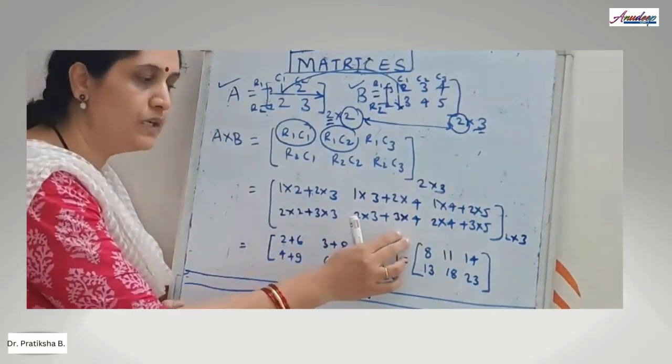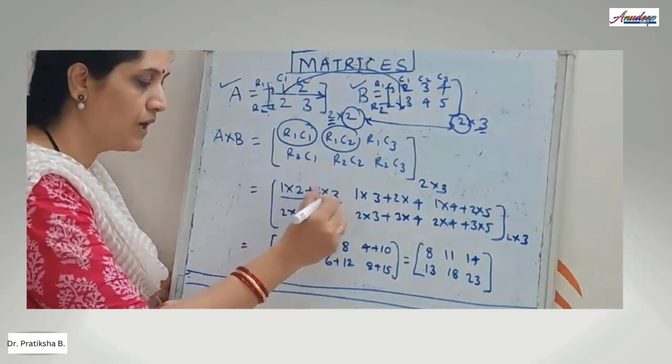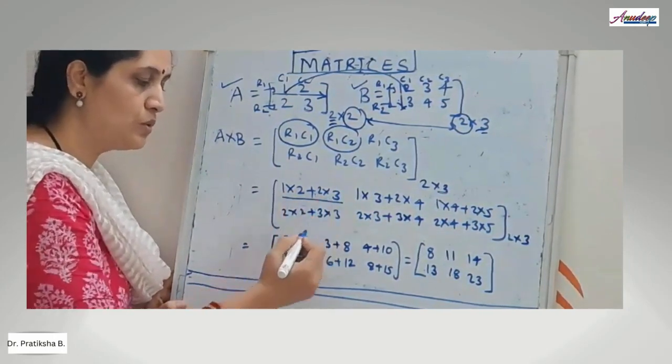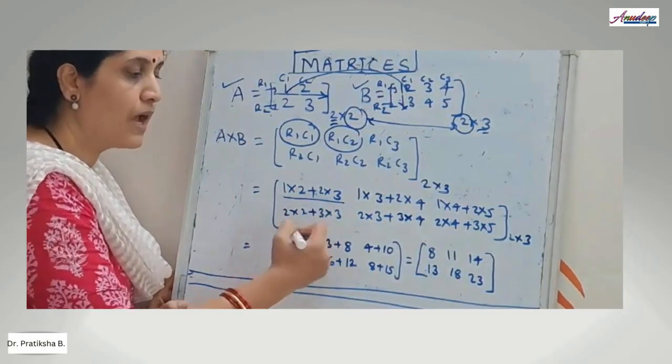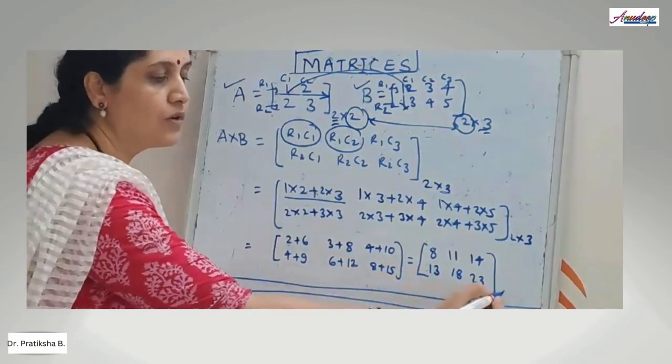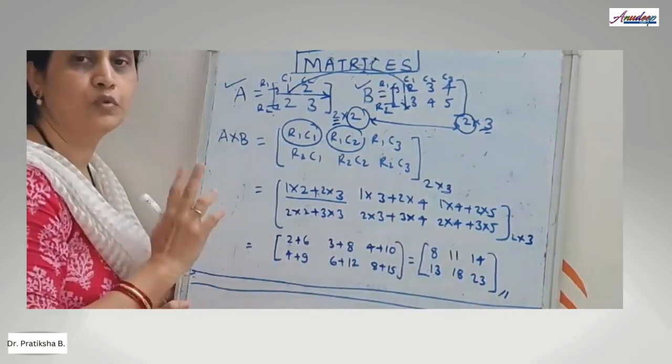Similarly, we can proceed with the other elements. So what is the result that we have? 1 into 2 is 2 plus 2 into 3 is 6. So when we add up the corresponding elements, this is the answer of the multiplication of two matrices.